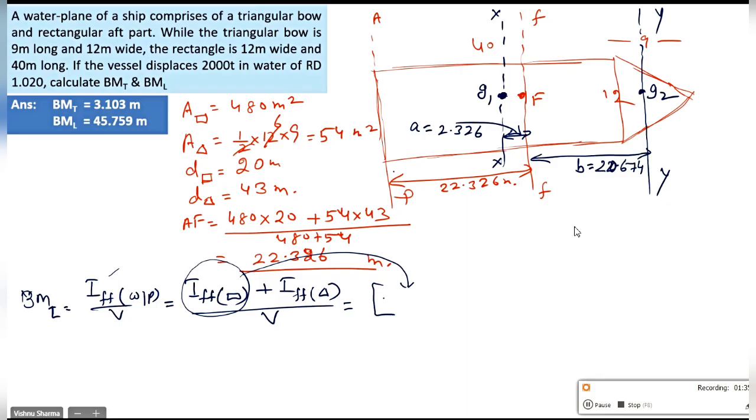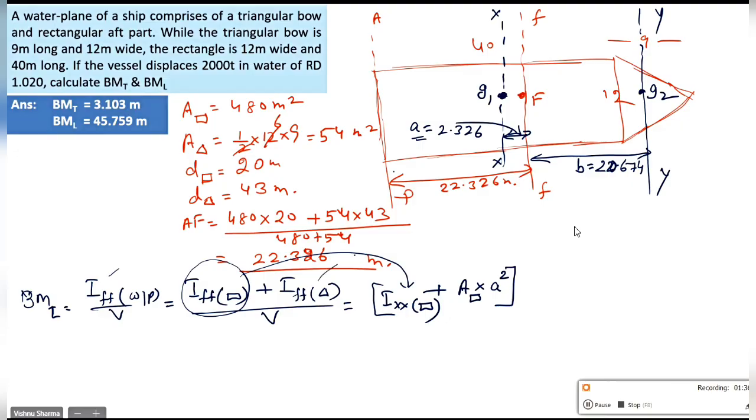It will be IXX of the rectangle plus area of the rectangle into the distance I have represented by A, so A square. Do you agree with me, guys? Yes or no? I about FF of the rectangle by the theorem of parallel axis will be like this. Yes, sir.